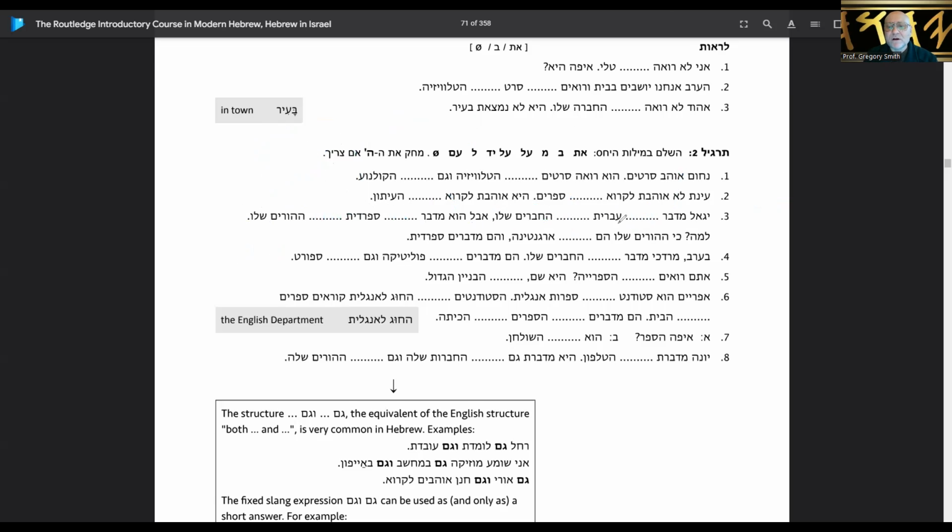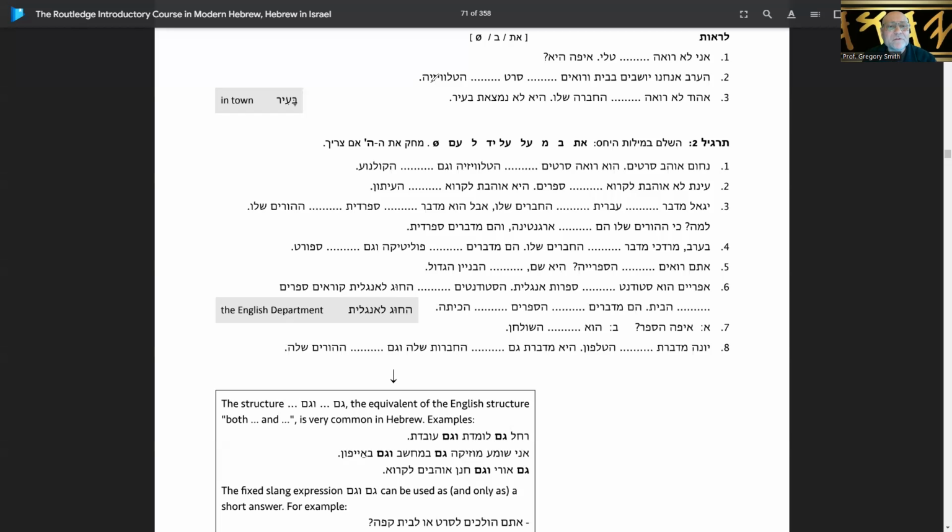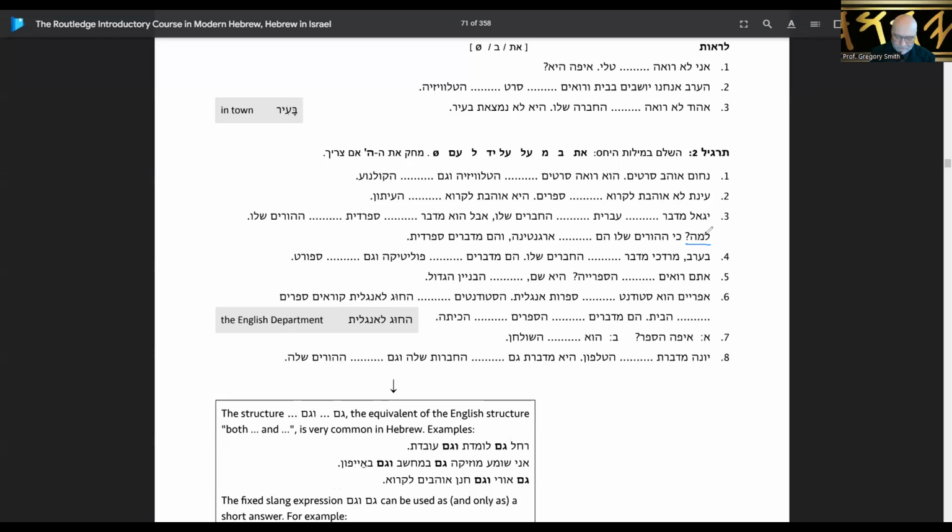Okay, so let's see what they come up with here. Wait a minute, we're not done with number 3 yet, are we? Lama, and I think that Lama is why. למה? Lama. Okay, why? Ki hahorim shelo, because the parents belonging to him, his parents, they are blank.